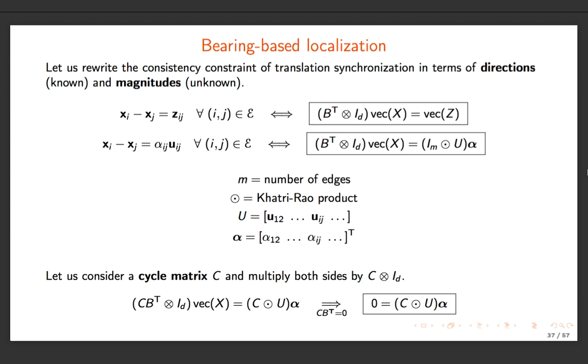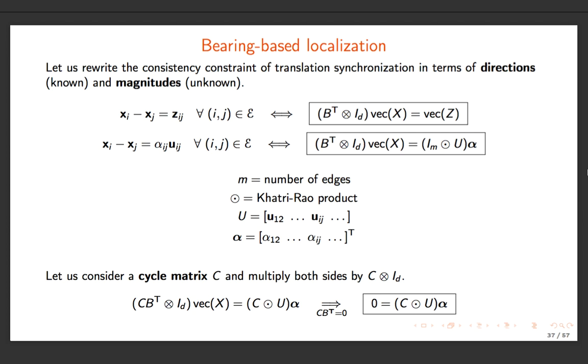Let us rewrite the consistency constraint of translation synchronization in terms of directions, which are known, and magnitudes, which are unknown. A compact matrix form can be obtained thanks to the usage of the Khatri-Rao product, as shown in the formula. Let us consider a cycle matrix C and multiply both sides by the Kronecker product between C and the identity. Since the incidence matrix lies in the null space of the cycle matrix, the left side vanishes. Audience not familiar with Khatri-Rao product and the cycle matrix can find an appendix on these topics at the end of the PDF of this talk.